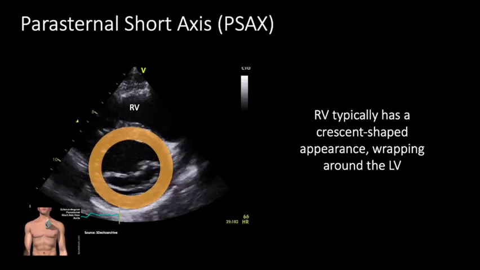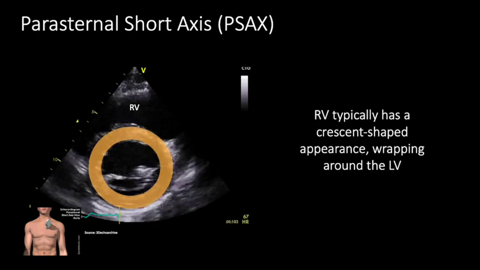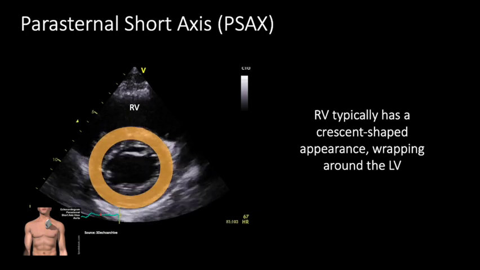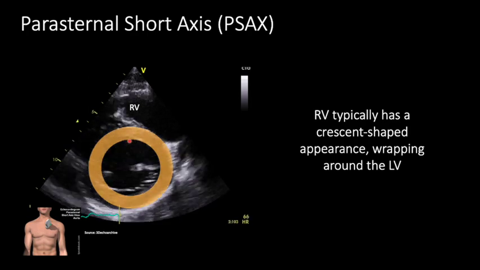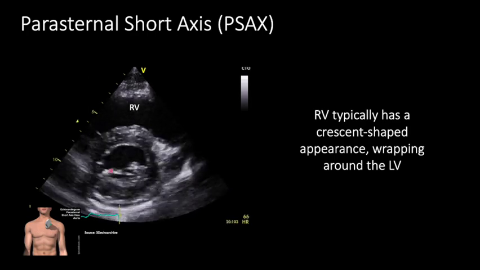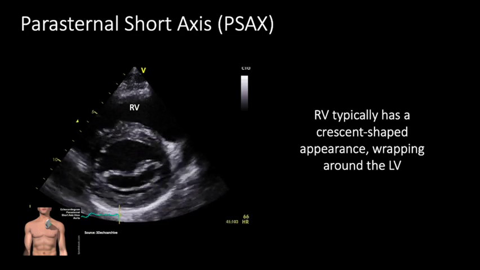If we move to the parasternal short axis view, we can see the crescent-shaped right ventricle sitting over the left ventricle. And here we see a nice circular left ventricle, and the intraventricular septum is not being flattened out. And then when it goes away, you see it's nice and circular. This right ventricle isn't pushing on this intraventricular septum at all, so that's a normal finding.